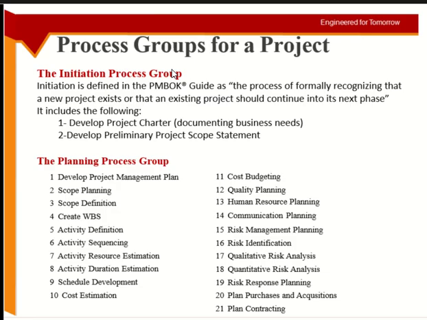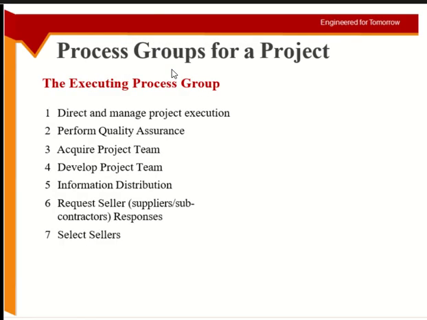And then we have the things which you need to procure and purchase. And then we have the plan contracting, or the contracting plan. In the execution group you have these activities. Now we are executing the plan, right? So we have quality assurance, hiring the project team, developing the project team, information distribution to the client, to the contractor.